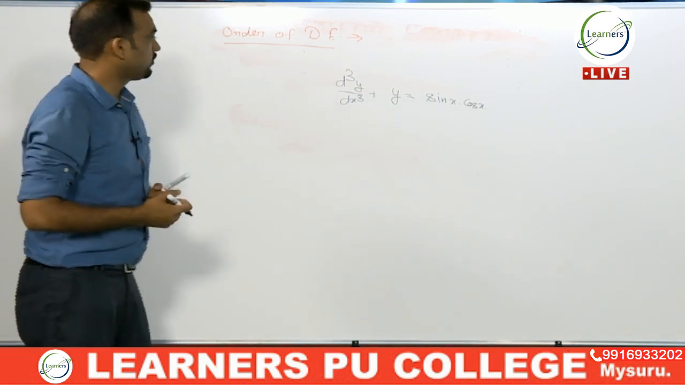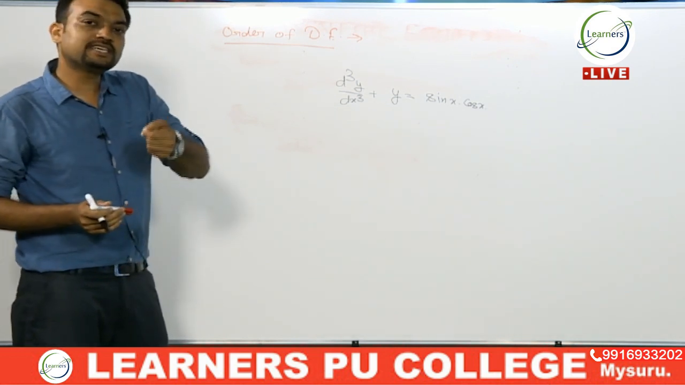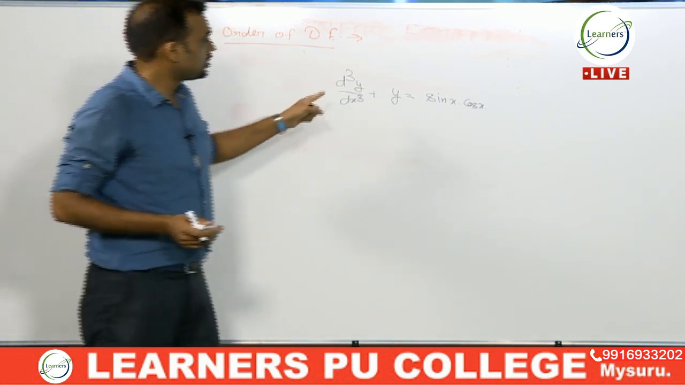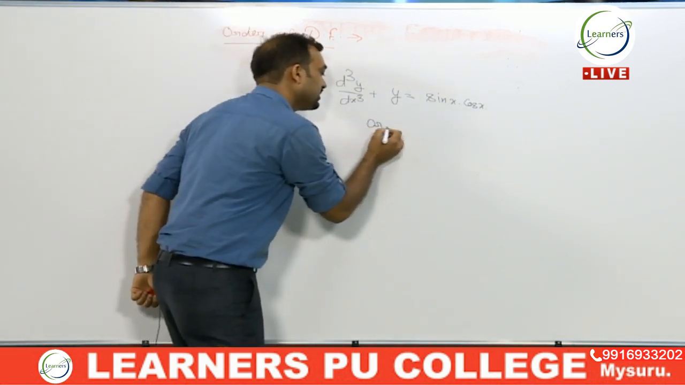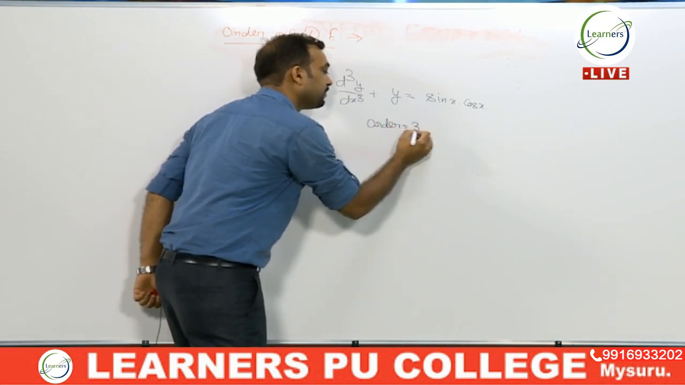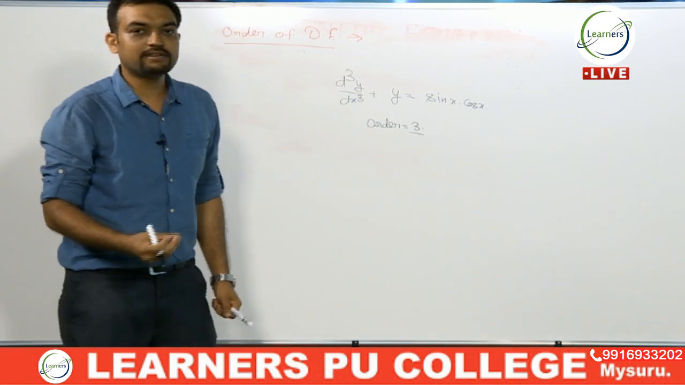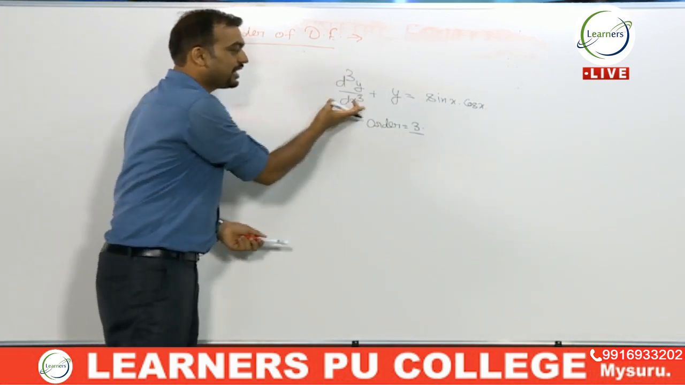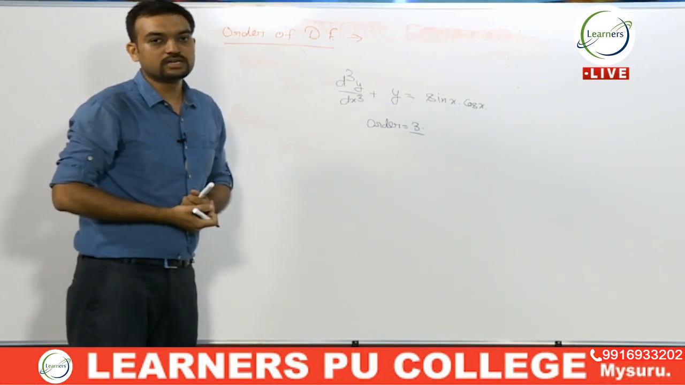Now we have to talk about the order. What is order? Order is simply the order of the highest order derivative. The highest order derivative is the third order derivative. So simply I can say the order of this differential equation is 3, because it has the highest derivative of order 3.